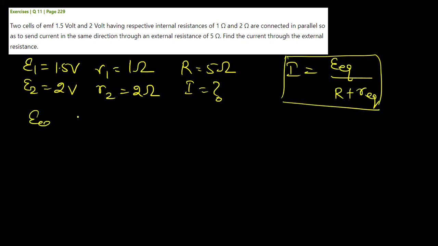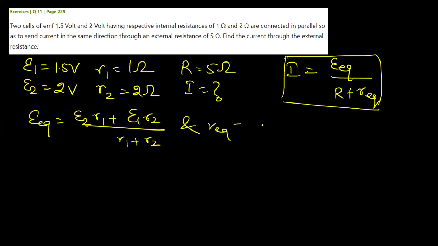E equivalent is (E2 R1 + E1 R2) upon (R1 + R2), and R equivalent is R1 R2 upon (R1 + R2). In the electric current through conductors chapter, if you see the 11th standard textbook, you have this formula for cells in parallel combinations. This formula is only applicable when you use cells in parallel. So just substitute the values.